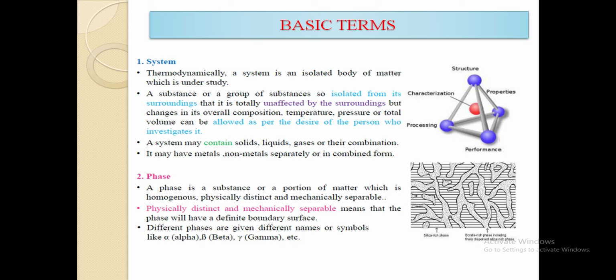Phase. A phase is a substance or a portion of matter which is homogeneous, physically distinct, and mechanically separable. Physically distinct and mechanically separable means that the phase will have a definite boundary surface. Different phases are given different names or symbols like alpha, beta, and gamma, etc.